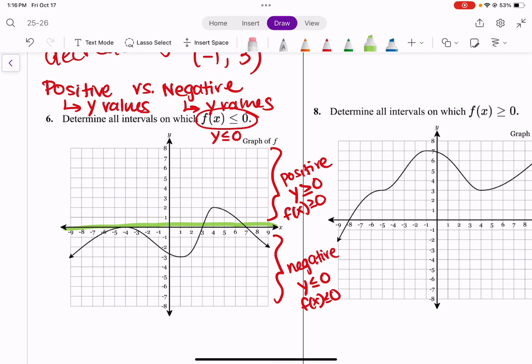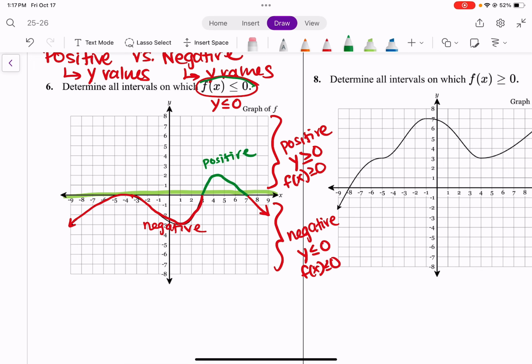We're looking at parts that are above the x-axis. So this part of the graph is above the x-axis, and these parts are below the x-axis. So these are negative. The red is negative, and the green is positive. So this one's asking for when f of x is less than or equal to 0. So it's asking for negative. So we're looking at the red. There's two places where it's negative.